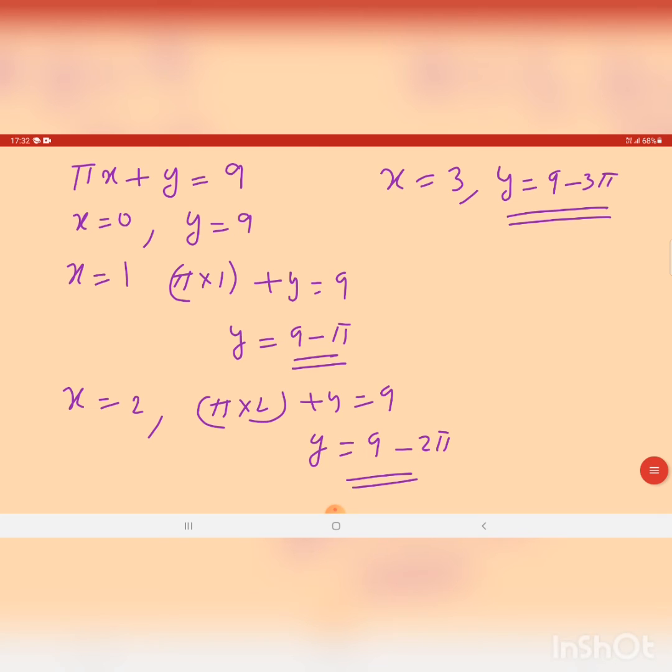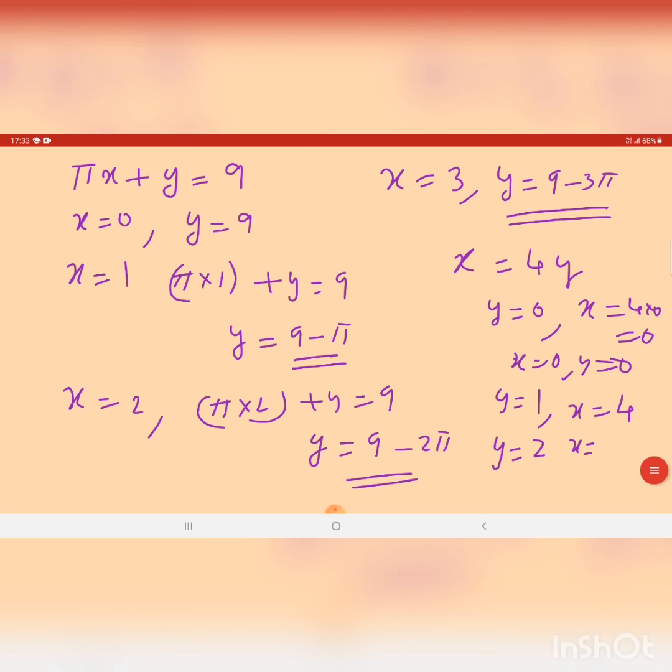Next, x equal to 4y. Here you can put values for y. When y equal to 0, then x is equal to 4 into 0, that is 0. So x equal to 0, y equal to 0, one solution. Now put y equal to 1, then x equal to 4 into 1, 4. Y equal to 2 means x equal to 8. Y equal to 3 means x is equal to 4 into 3, 12.